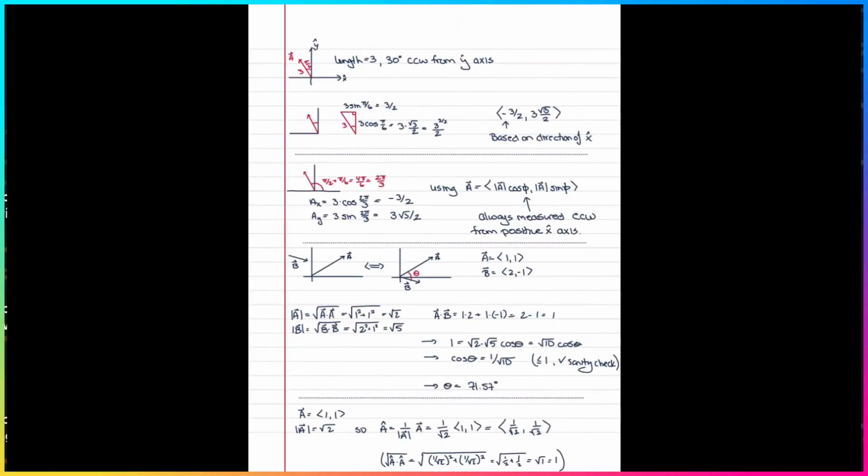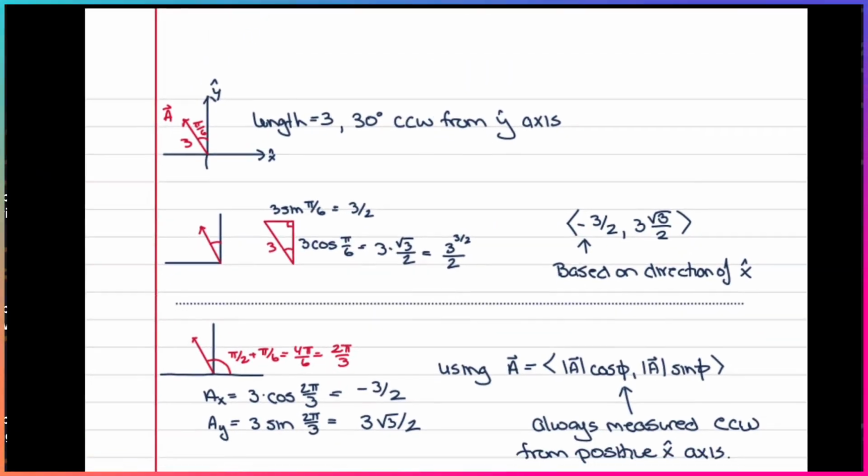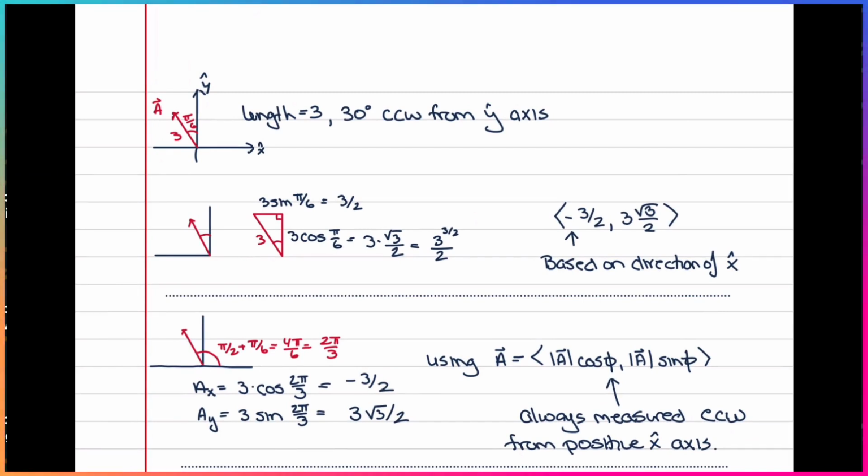All right, a couple quick examples of this. Suppose I have a vector that I say has length 3 and is 30 degrees counterclockwise from the y-axis. So this is one way of defining a vector. I've told you a length, I've told you a direction, in this case relative to these axes. And now I would like to know the components.